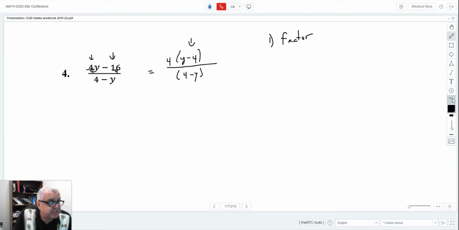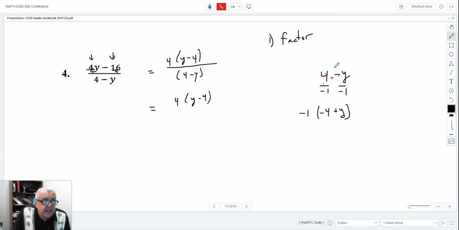However, if you have this situation, what you can do is factor out a negative 1. So on the bottom, the bottom is 4 minus y. If I divide each by negative 1, 4 divided by negative 1 is a negative 4. Negative y divided by a negative 1, negative divided by negative is a positive. Do you see? I just factored out a negative 1. When you divide, that means you factor out. And I end up with a positive y now and a negative 4.